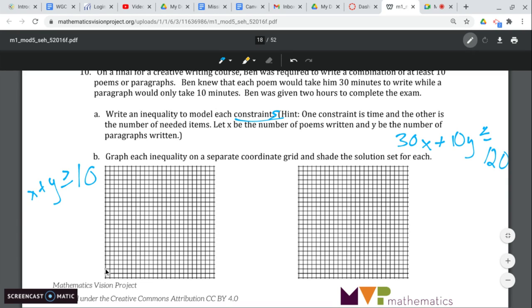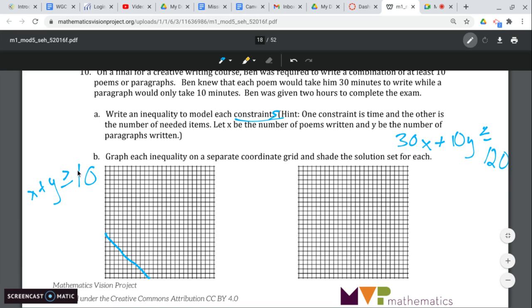So 1, 2, 3, 4, 5, 6, 7, 8, 9, 10. So there is 1 and then 1, 2, 3. And there's our other one. Now we draw a line between these. Mine's really wavy. So there is our line.